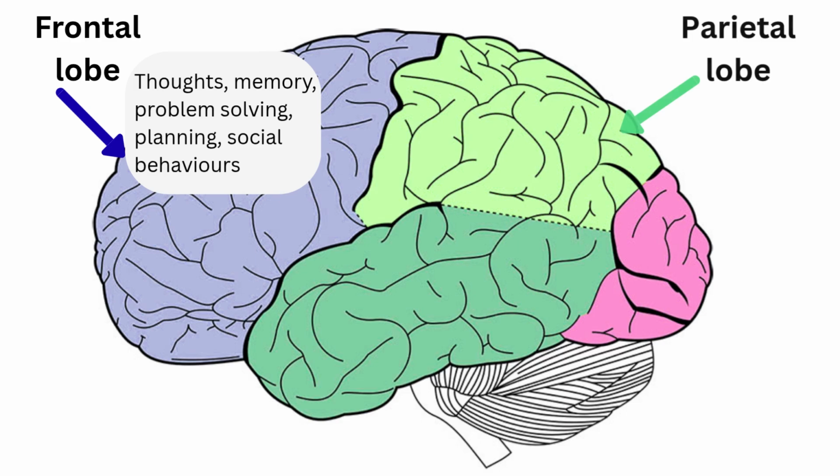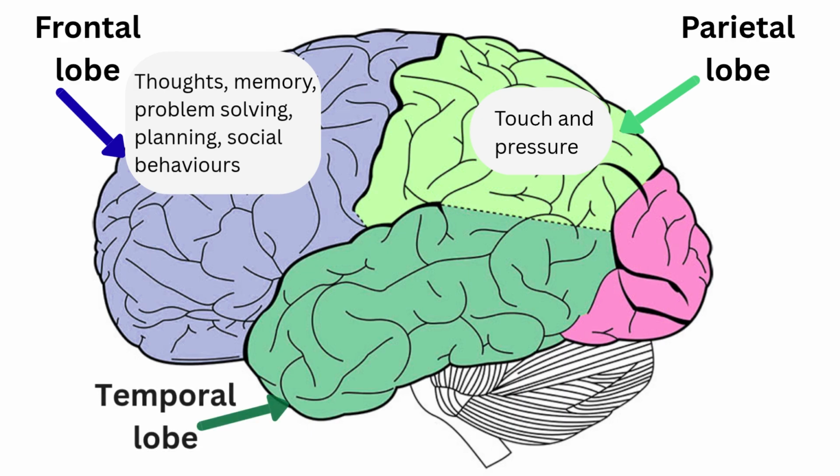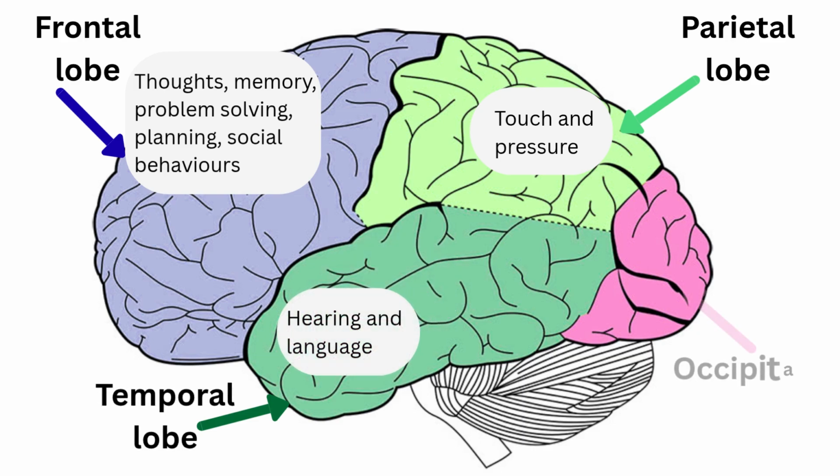The parietal lobe is located in the upper middle part of the cerebral cortex, and is in light green. This is responsible for the sensation of touch and pressure. The temporal lobe is in dark green. This is responsible for hearing and understanding language. And finally, the occipital lobe is in pink. This is responsible for vision.